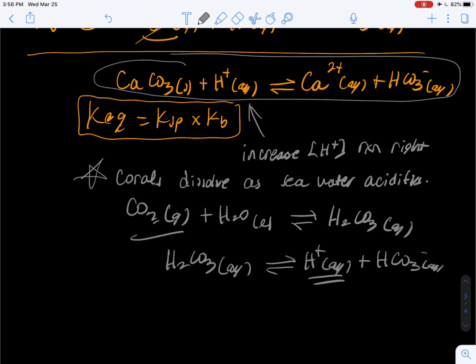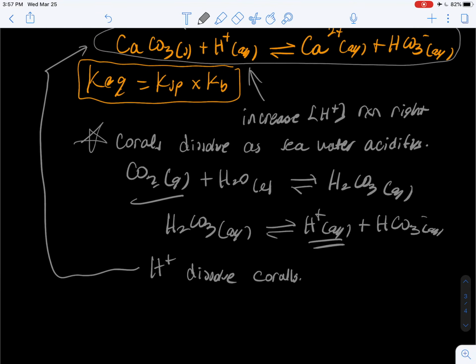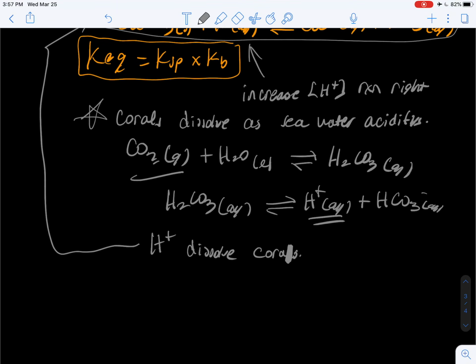Okay, and this H plus, well, I have the equation up here. The H plus will then dissolve corals. I'm not sure how to spell that. I think it's with one L. Corals, okay?